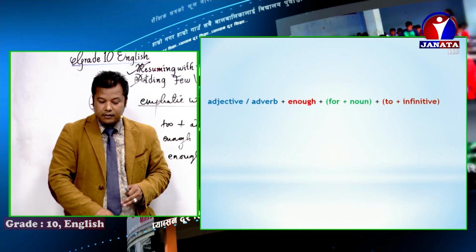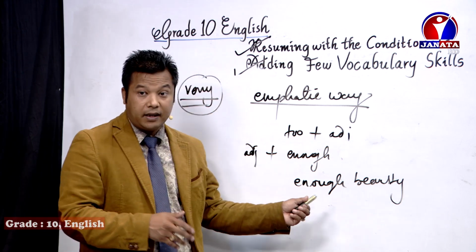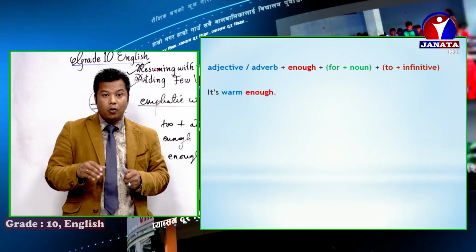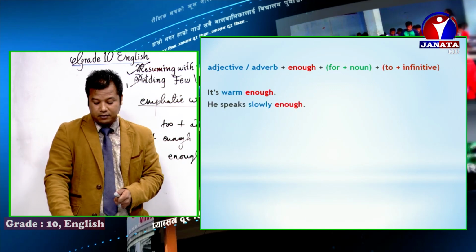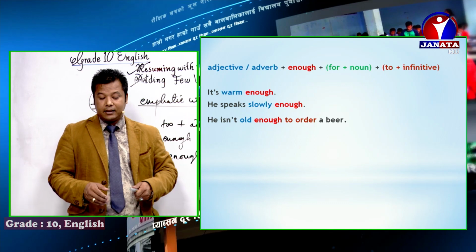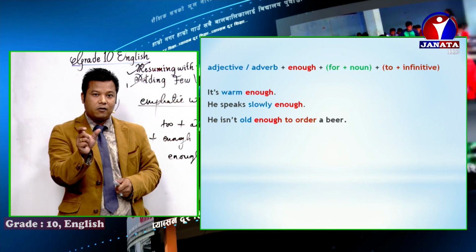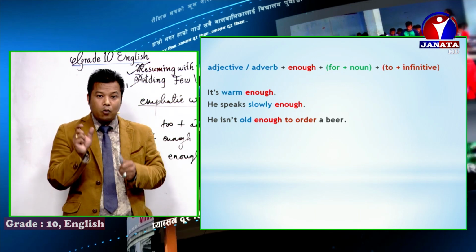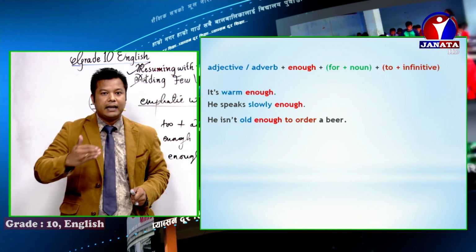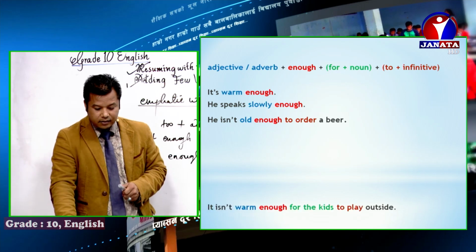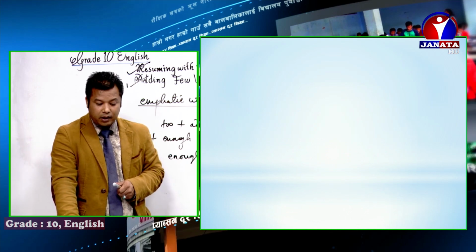And more examples coming again, okay? See here with the use of enough that I've said. It's warm enough. He speaks slowly enough. He isn't old enough to order a beer. Understand the composition, the position of the words when you use this vocabulary. Where do they occur, and what are the other parts in a sentence that can continue to make a good sentence? Yeah, the last one probably popping out on my screen.